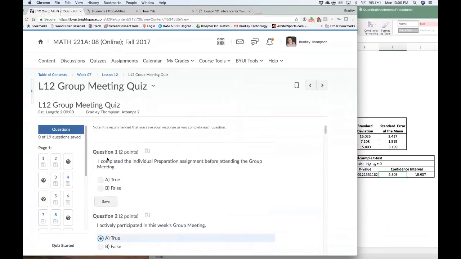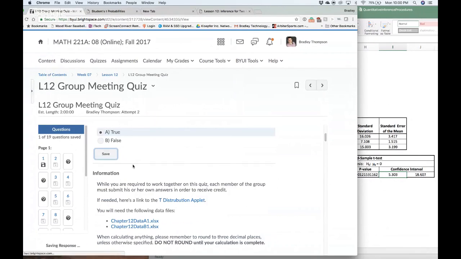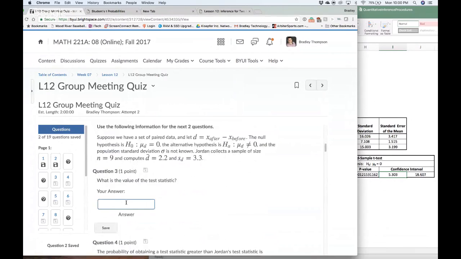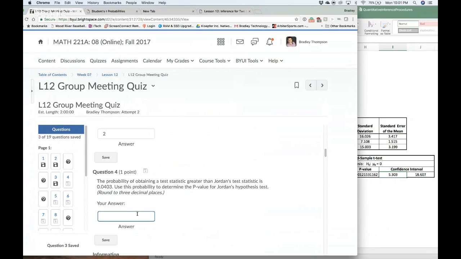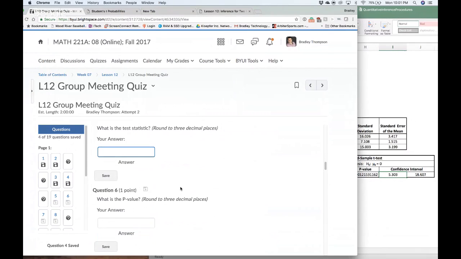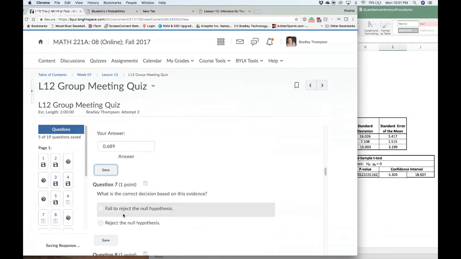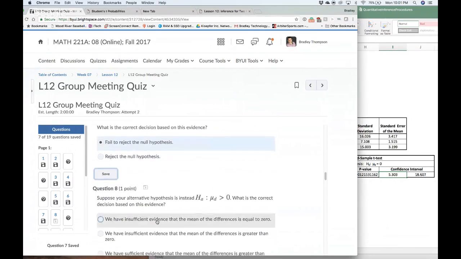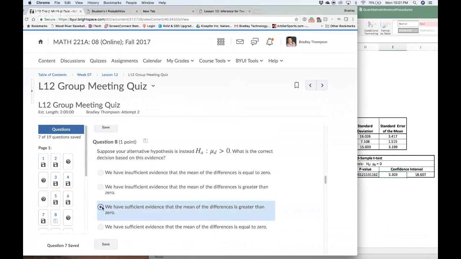Question 1. Question 3 is 2. I should remember that one. 4 is 0.081. You just want to keep reading them. That'd be awesome. Okay. 5 is 0.407. 6 is 0.689. 7 failed to reject. Okay. 8 is the second one: we have insufficient evidence that the mean of the difference is greater than 0.